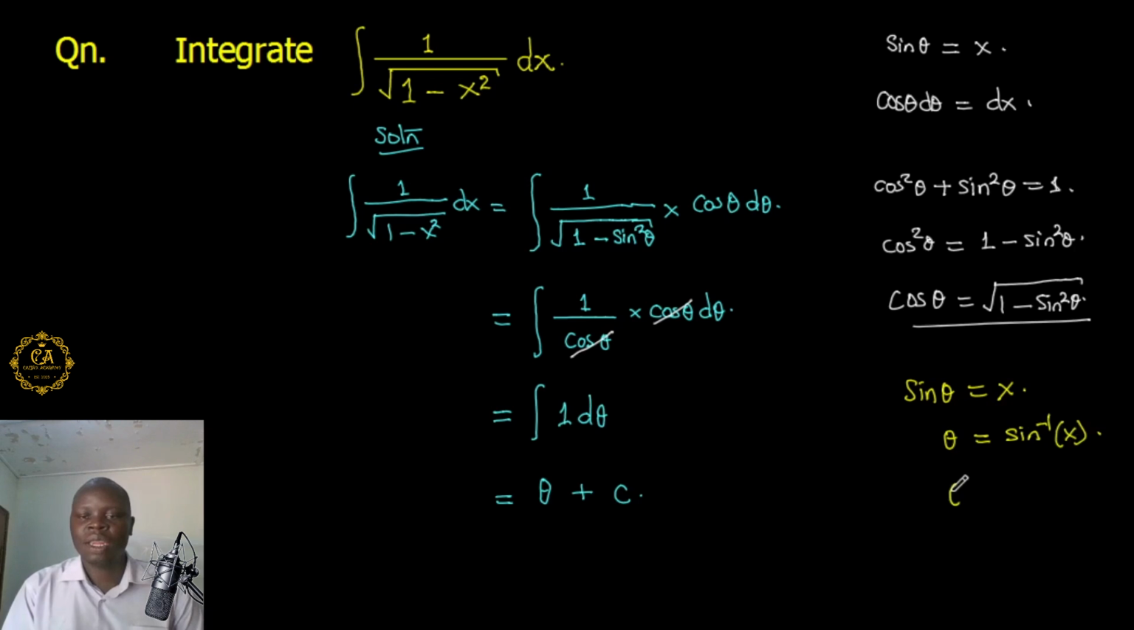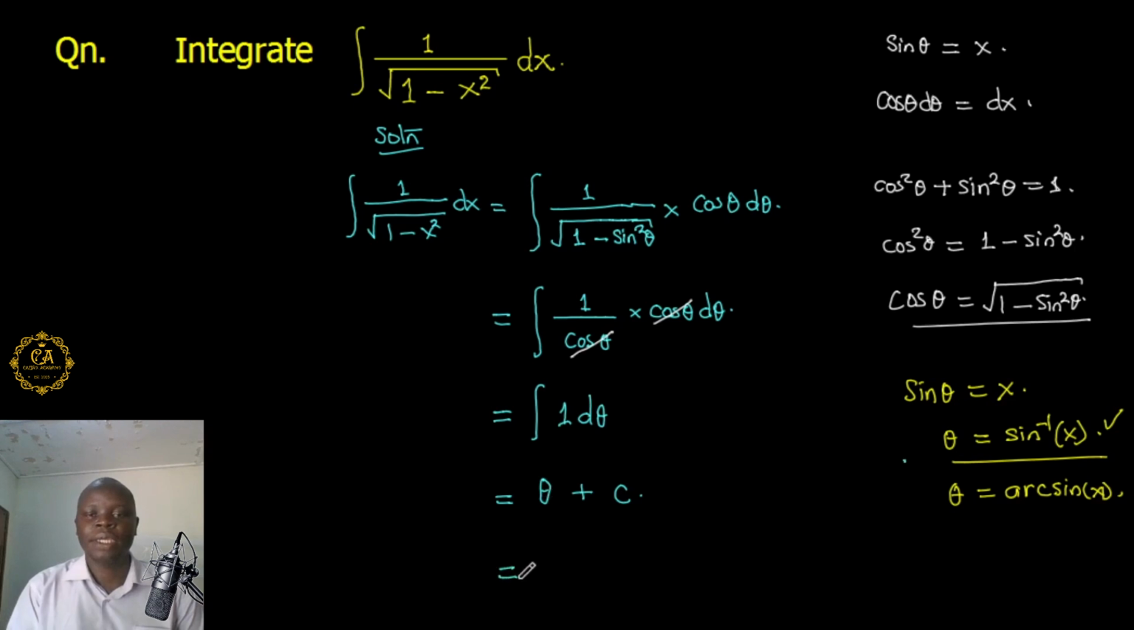Or in some books, we realize that instead of writing this, we write arc sine of x, the same way. I'm taking the first approach here and replacing our work with it. So finally, instead of writing theta, we are writing our answer in terms of sine inverse. So we have sine inverse of x plus our arbitrary constant.